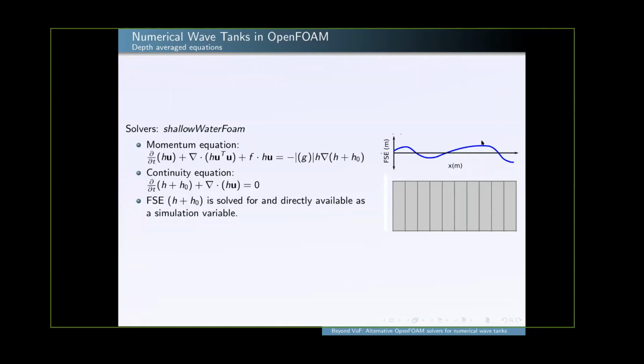The other one is a depth average equation, which exists in the solver shallowWaterFoam. And in that case, the equations for the velocity now become just a 2D vector for the velocity in the horizontal directions, and it's depth averaged. And the free surface, which is given by this h plus h naught, the height, is solved directly. So it's actually a variable that's solved for. So you can get the free surface out that way. And as you can see, we only have one cell in the vertical direction. So you have much, much, much fewer cells. And this can run very, very fast, as we'll see.